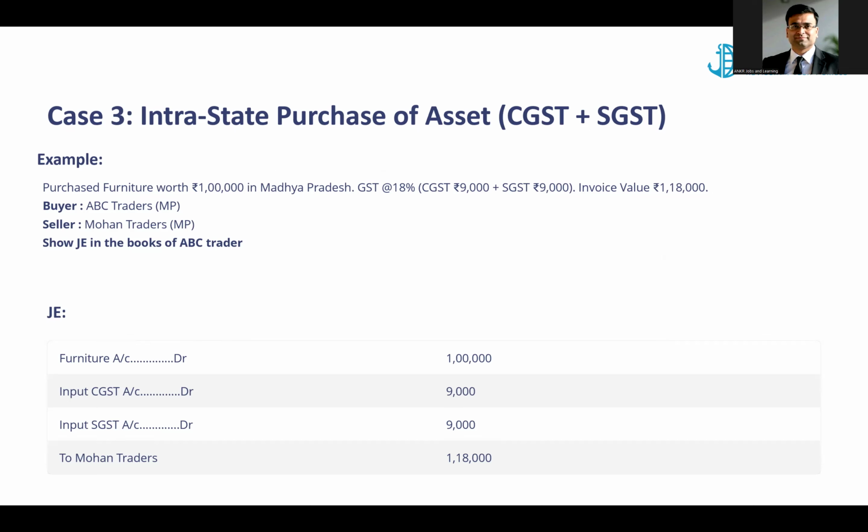So what will be the entry? Entry is simple. In the previous example, we purchased goods. Here we are purchasing what? Furniture. So furniture account will get debited by 1 lakh rupees. Input CGST 9,000, again 9% of 1 lakh rupees. Input SGST 9% on 1 lakh rupees, which is again 9,000 rupees, to Mohan Traders, which will be 1,18,000, right? So this is the entry for intrastate purchase of asset.